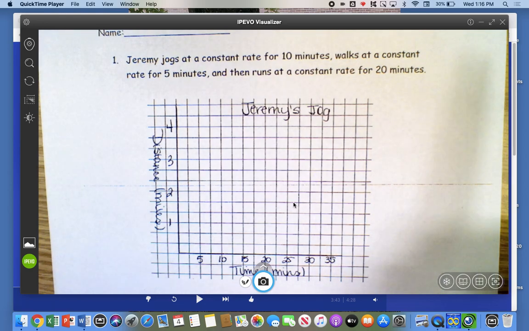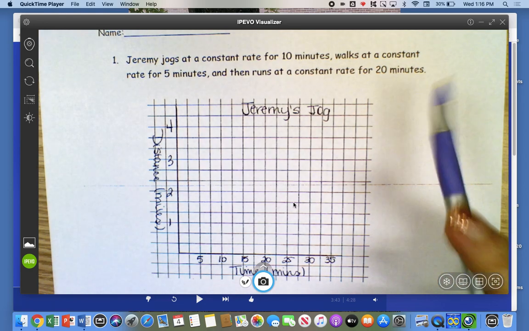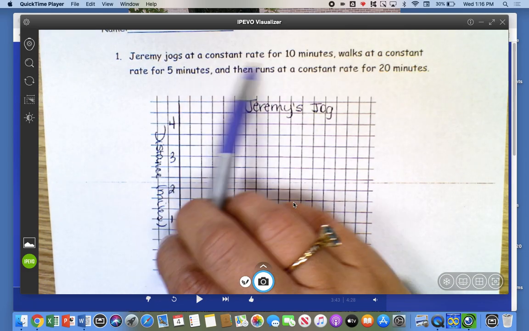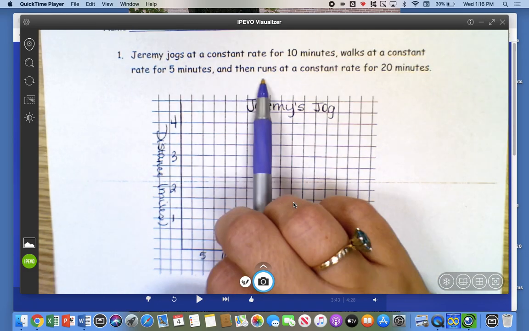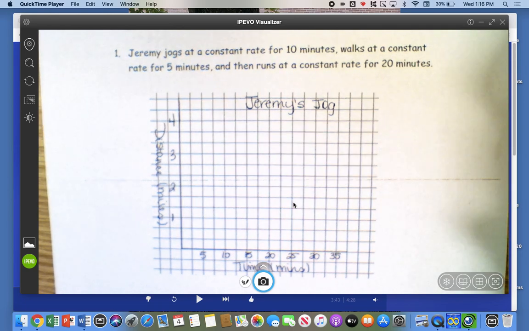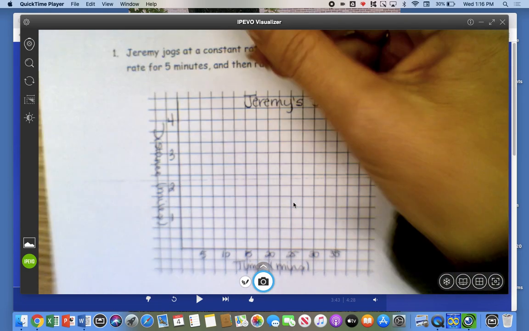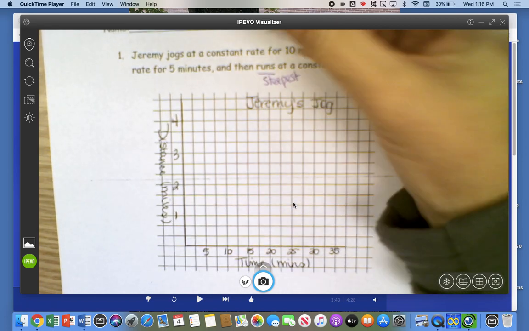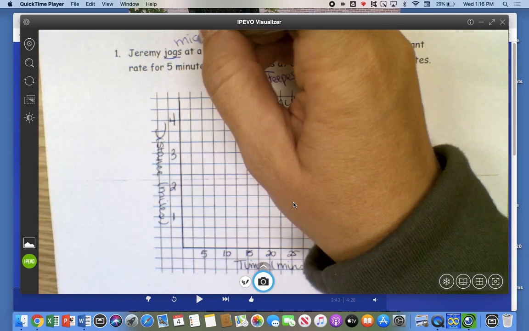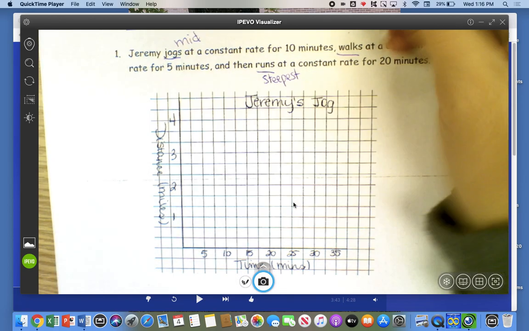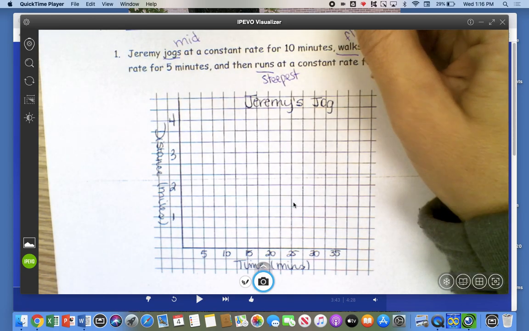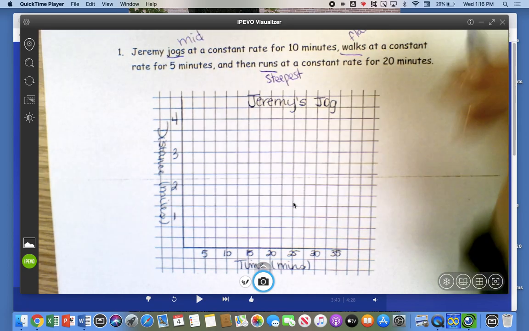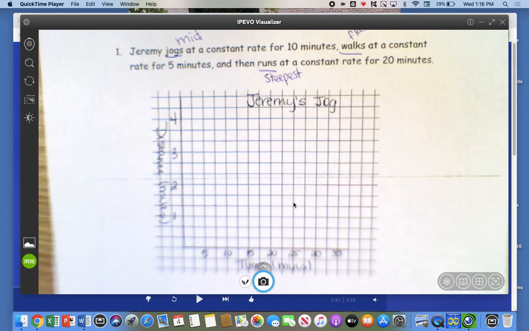today we're going to do a distance versus time and then a speed versus time graph. So on this one we are jogging at a constant rate, walking at a constant rate, and then running. If we look at this, the steepest graph is going to be running. And then this one will kind of be like a mid-range, and then this will be flatter, but not completely flat, because if you're walking, you are still traveling, just not as fast.